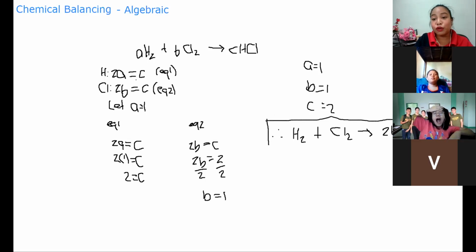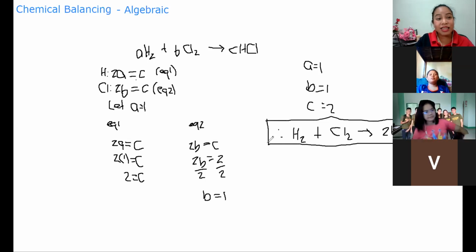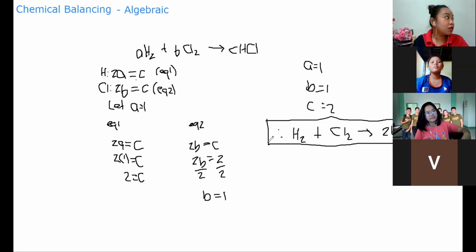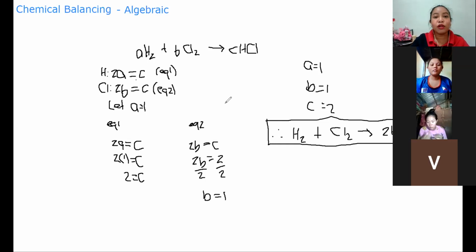Now, your activity is to balance the second example using the algebraic expression and then post it on the Google Classroom. I will be posting it on the Google Classroom during our time. So our time will be this afternoon, around 2 to 3.